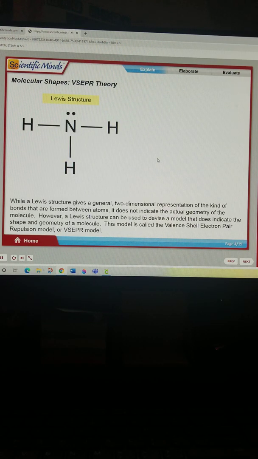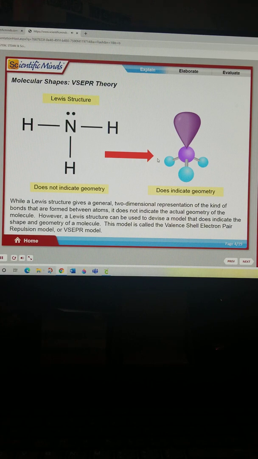While a Lewis structure gives a general two-dimensional representation of the kind of bonds that are formed between atoms, it does not indicate the actual geometry of the molecule. However, a Lewis structure can be used to devise a model that does indicate the shape and geometry of a molecule. This model is called the valence shell electron pair repulsion model, or VSEPR model.